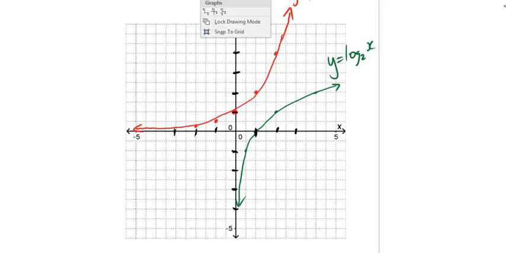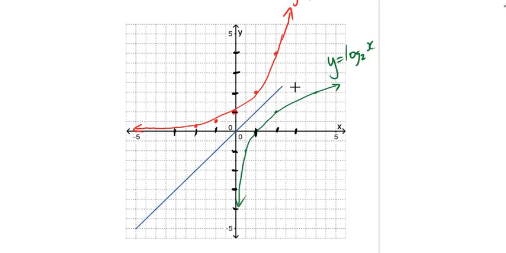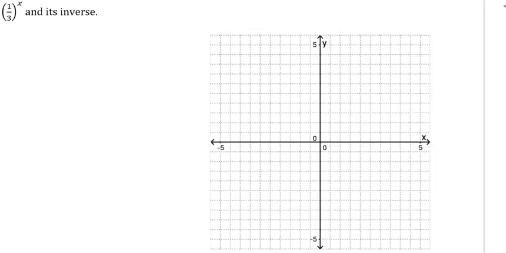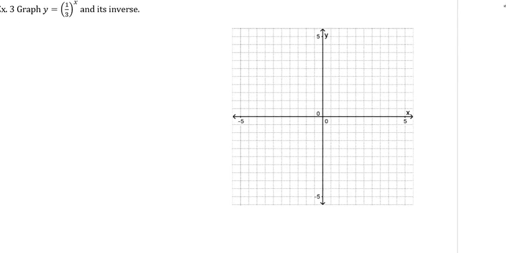And where is the reflection? In that line, right? y equals x. Remember how that's where the inverse is reflected in that line? Okay, one more. What about (1/3)^x and its inverse?